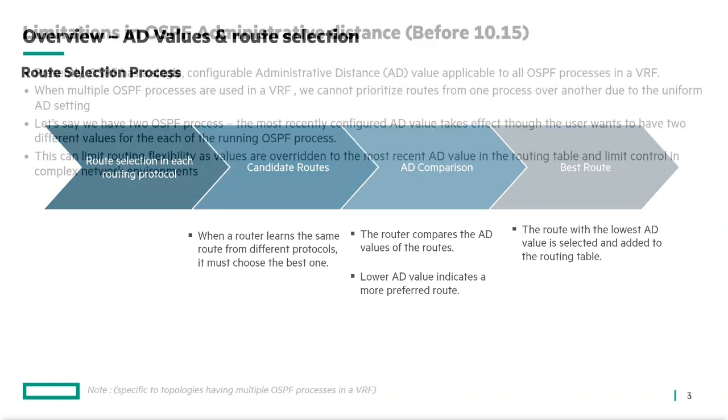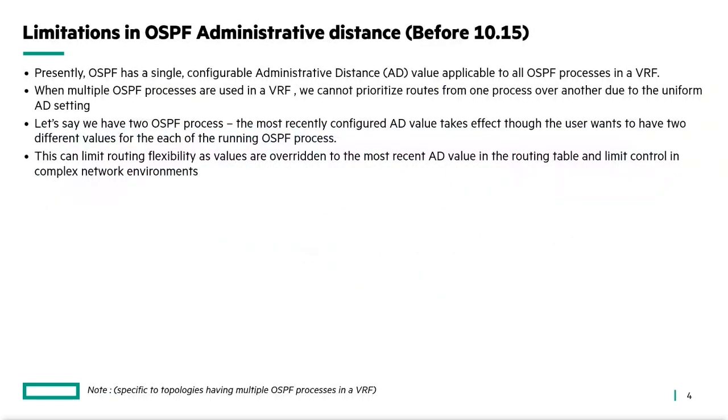Now that we've spoken about admin distance and route selection, how does this OSPF based feature relate to all that? In the current setup, OSPF uses a single uniform admin distance value for all the OSPF processes in a VRF. We can have a maximum of 8 processes per VRF. So all these processes will have the same AD value, which is the current limitation.